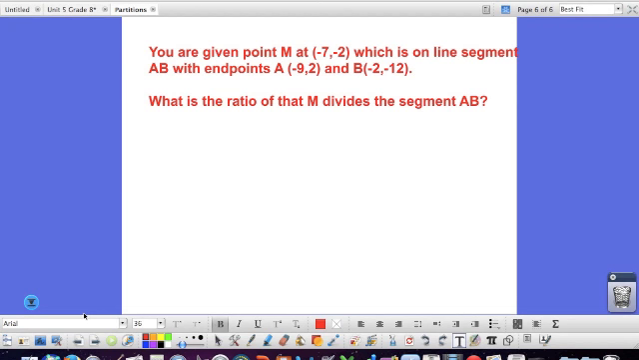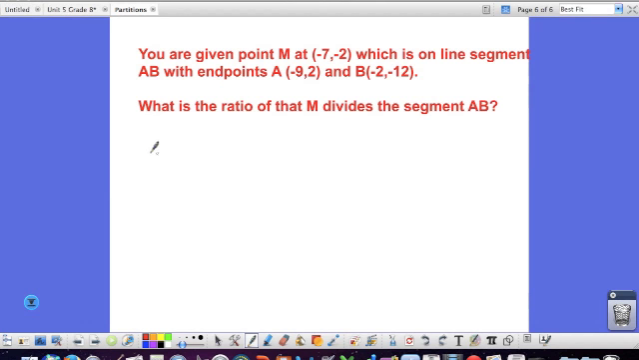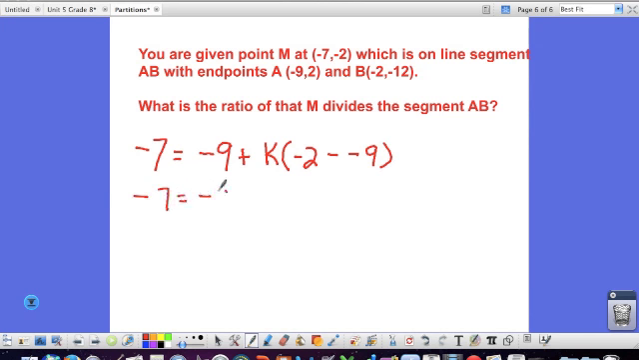You are given point M at (-7, -2), which is on the line segment AB, with endpoints of A at (-9, 2) and B at (-2, -12). What is the ratio? So the x value of point M sits at -7. In order to find the ratio, we're going to solve for k. So -9 is the starting value, plus k, which is the ratio, times -2 minus -9. So -7 equals -9 plus k times (-2 plus 9, which is 7).